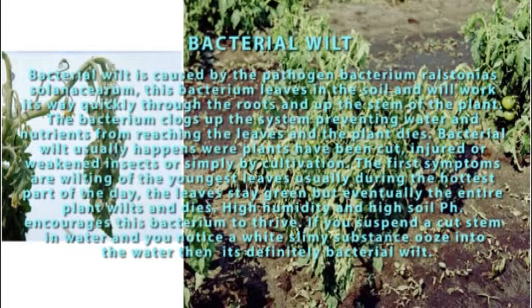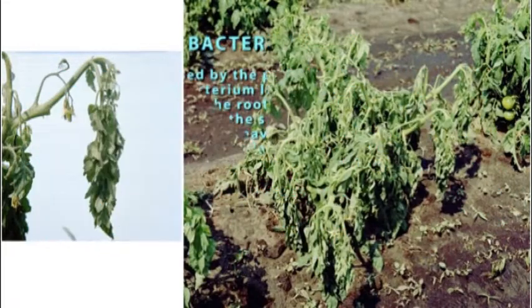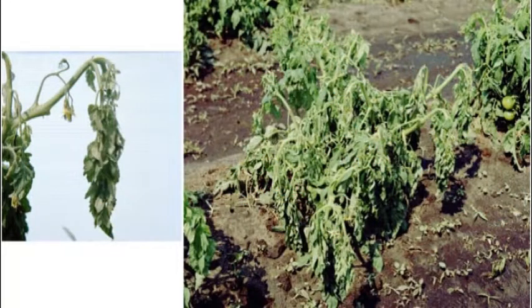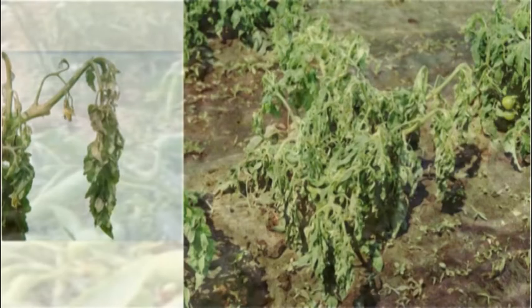High humidity and high soil pH encourage this bacterium to thrive. If you suspend a cut stem in water and you notice a white slimy substance ooze into the water, then it's definitely bacterial wilt. Foliar virus diseases.